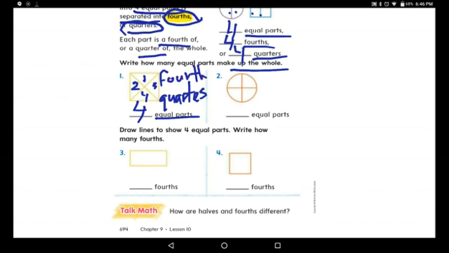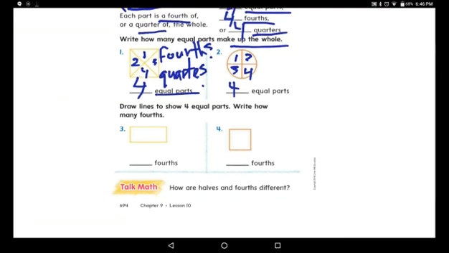Okay, guys? I know you understood. You're smart. Now question 2. Question 2, how many equal parts? Let's count them. 1, 2, 3, and 4. So this is 4 equal parts, or you can also say quarters. You can say fourths. Okay?